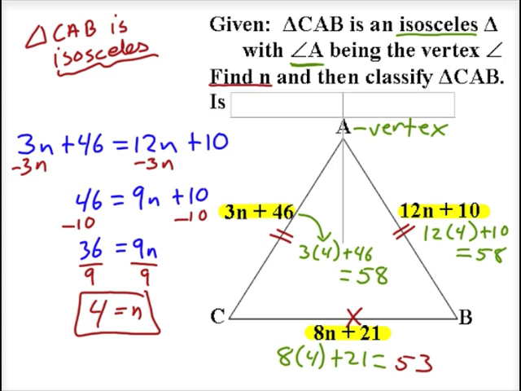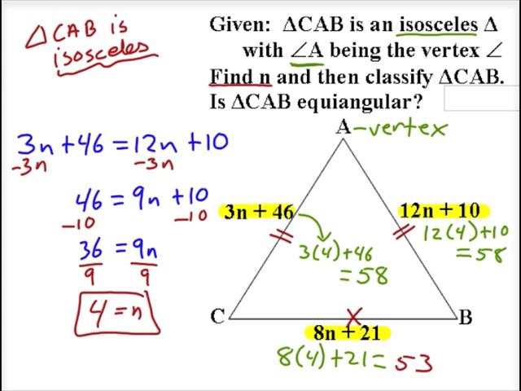And so in response to the question, is triangle CAB equiangular? Well, no way. And the reason it's not is a triangle must be equilateral to be equiangular, and this is not equilateral, so therefore it's not equiangular.